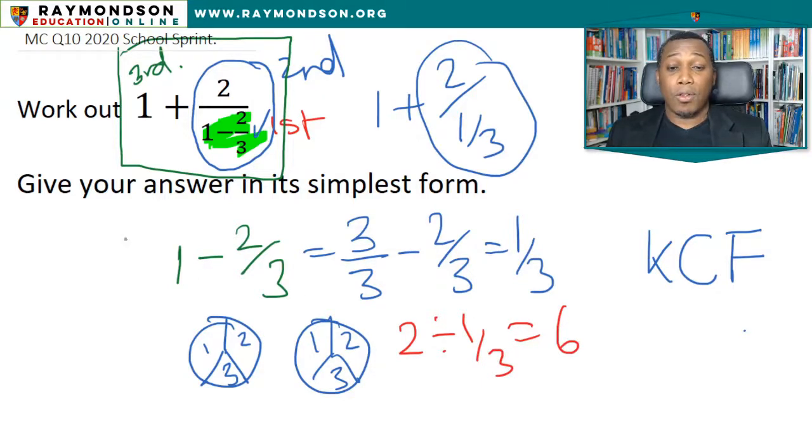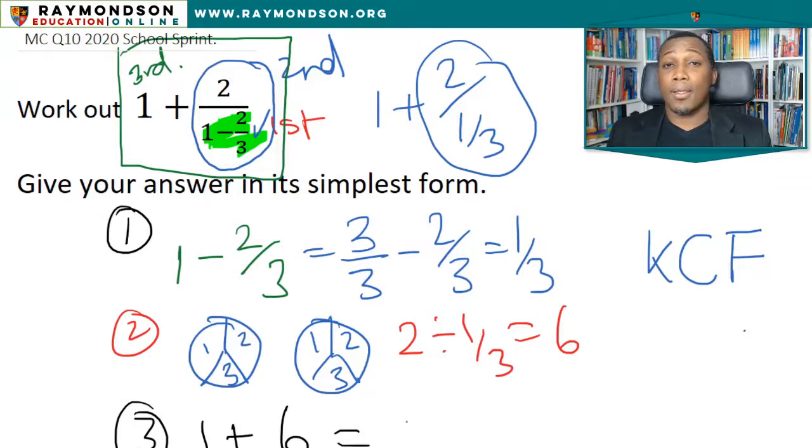So this was the second part of the question, and this was the first part. And then the last part of the question for us to finish our job here is 1 plus 6, and 1 plus 6 is 7. So 7 is the answer, and we are sorted. Okay? Right.